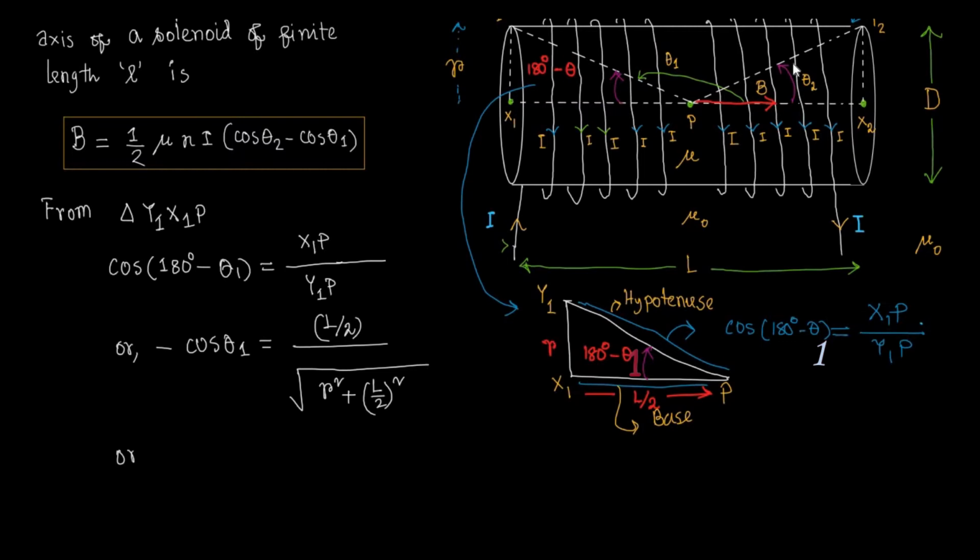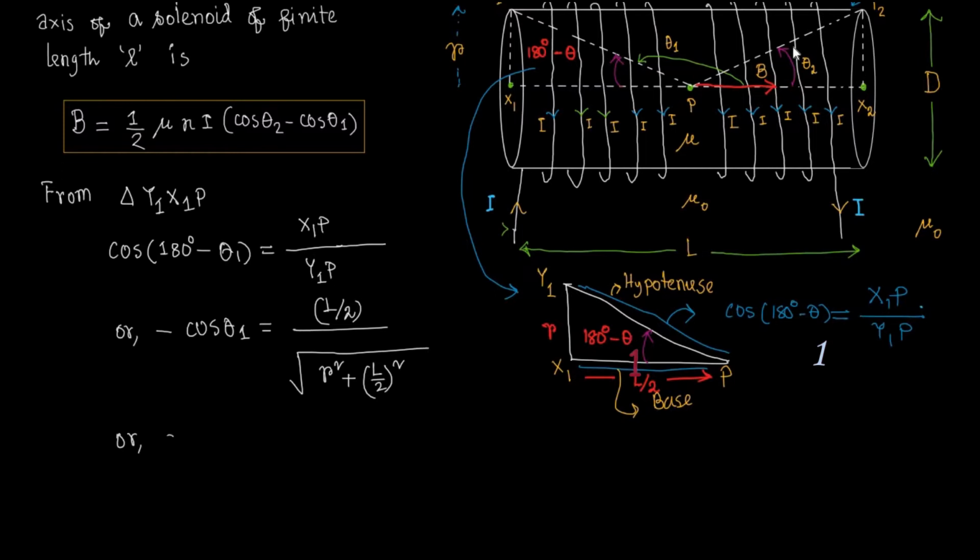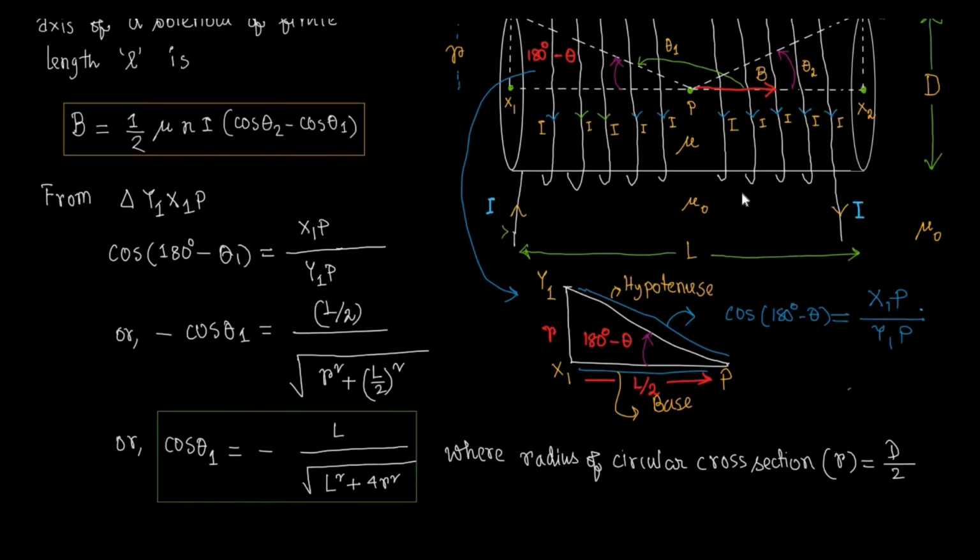or cos theta 1 will be equal to minus L divided by root over L square plus 4r square, where r is the radius.